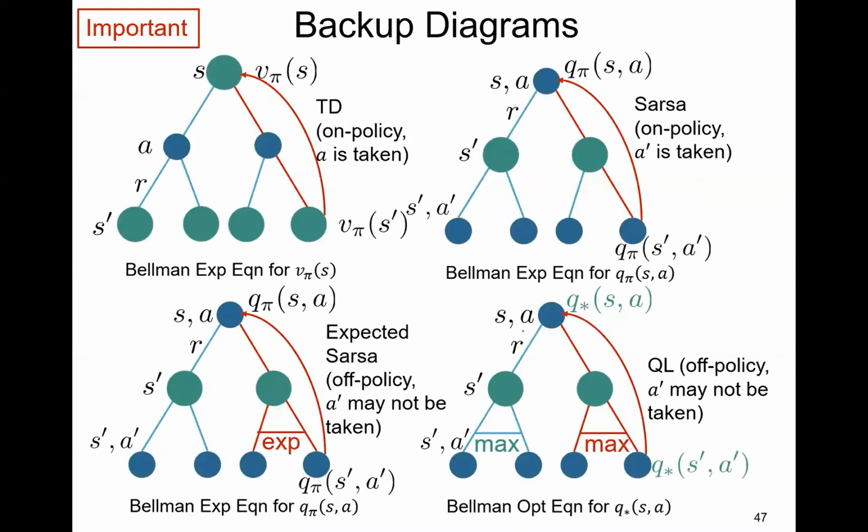So for the backup diagrams we saw before, this is the Bellman expectation equation for V pi. So you're backing up from V pi S prime to V pi. And TD is just a sampling version of it. It samples a particular transition from S to S prime and does a backup update.